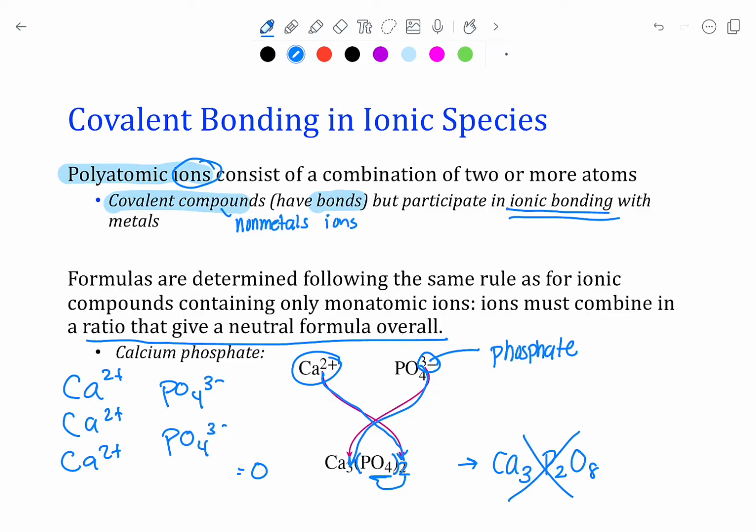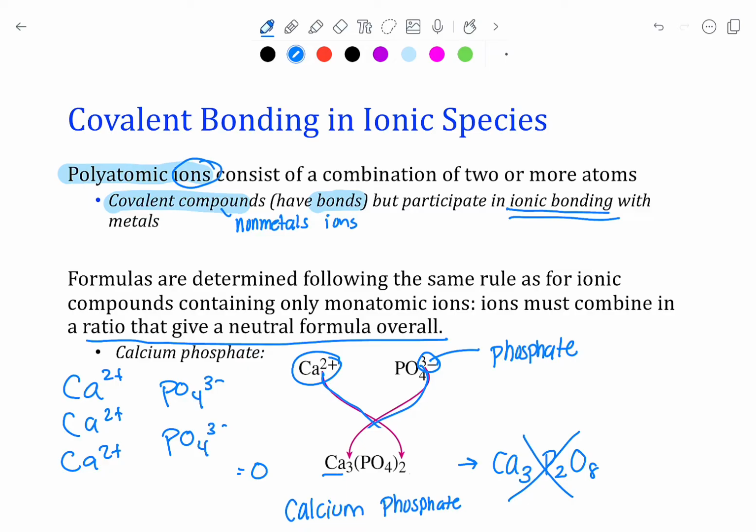So what we do is we would name these. So this formula, let me erase some of this so we can see it. Okay, this formula is calcium. We name the first one calcium. And then for polyatomic ions, we just keep the name the same. So this is phosphate. We don't worry about the ide ending. We don't put in an ion or anything like that. We just say calcium phosphate.